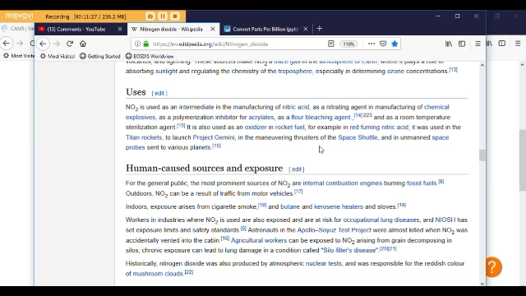It is also used as an oxidizer in rocket fuel. For example, in red fuming nitric acid, it was used in the Titan rockets to launch Project Gemini, in the maneuvering thrusters of the space shuttle, and in unmanned space probes sent to various planets.